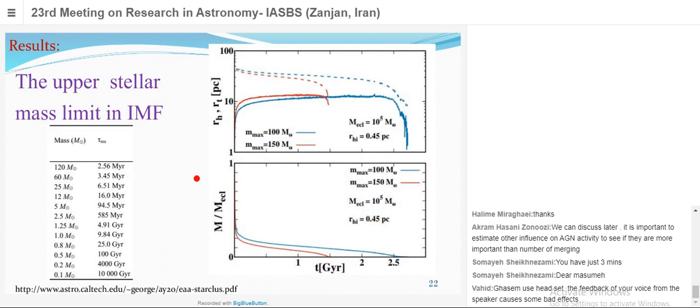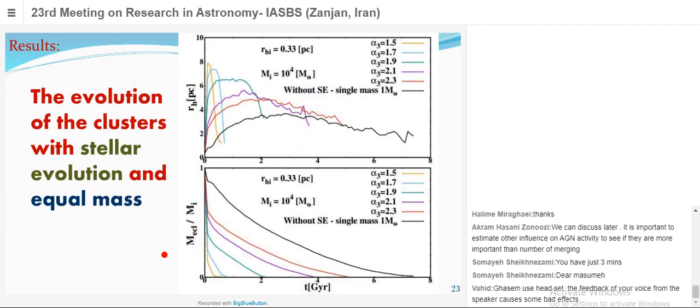Also, by changing the upper stellar mass limit in the IMF from 100 solar masses to 150 solar masses, we have faster dissolution for models with 150 than the other models. Also, our models include stellar evolution. This causes our models to dissolve faster than single-mass models.